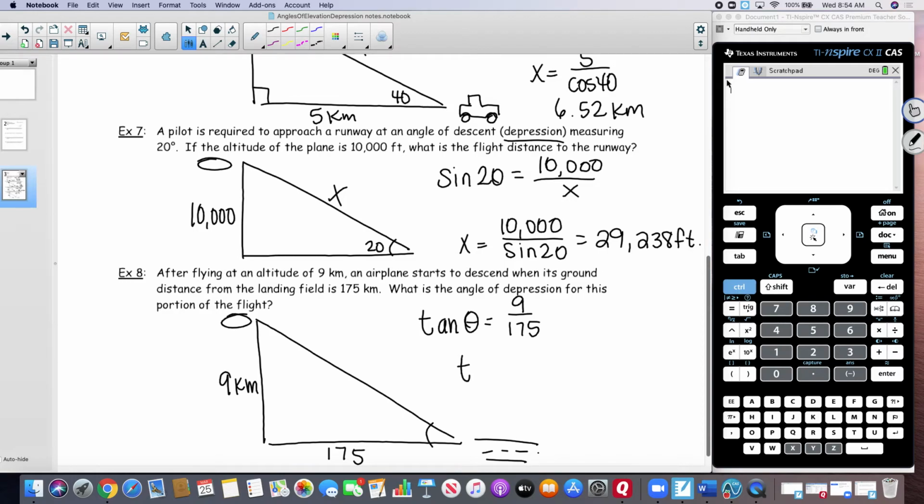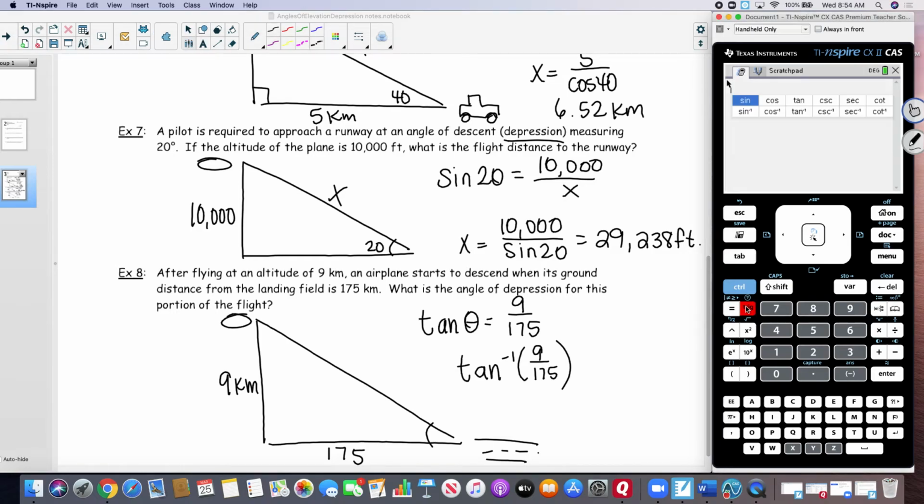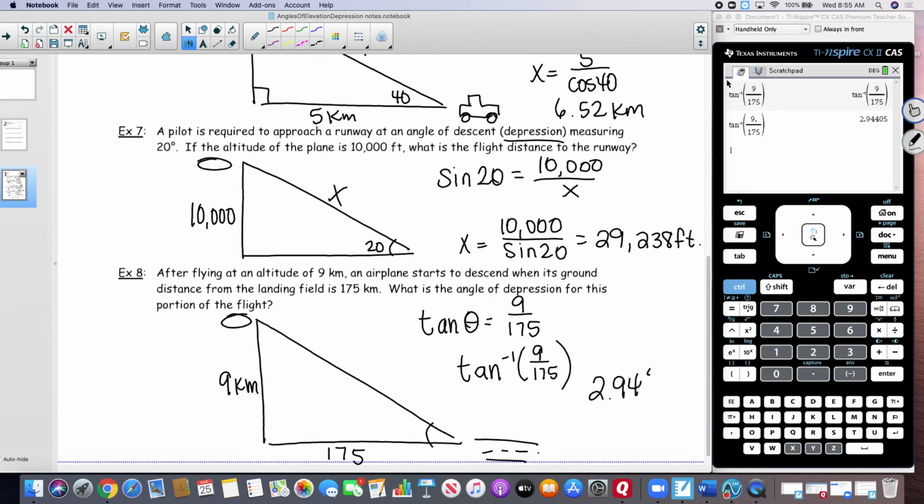So in your calculator, you're typing tan negative 1, 9 over 175. And remember, there's no equal sign that you're typing in. You're just typing in tan negative 1. I like to do control divide, 9 over 175. I keep forgetting I have to put a decimal place in here. You should not have to be putting a decimal. Okay, and so your angle of depression is 2.94 degrees.